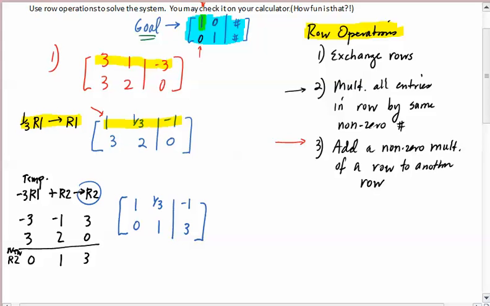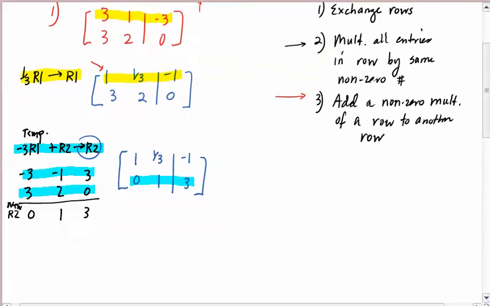All right, let me highlight what we just did. Okay, so I said I'm going to do this. I'm going to take row 1 and I'm going to multiply by -3. There's my new row 1. I'm going to add it to row 2 to give me a new row 2. Okie doke. Let's go to the next step.